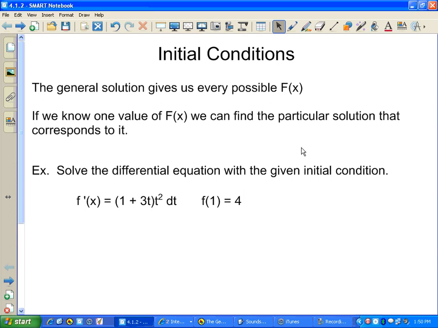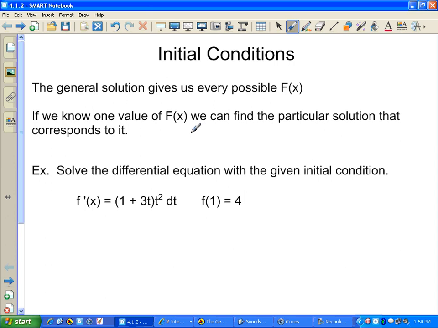Okay, this is going to continue our section 1. We're actually going to look at those initial condition problems so we can fill in that value of C, our constant of integration. So the general solution gives you every possible function that could give you your f of x, your little f of x as a derivative.